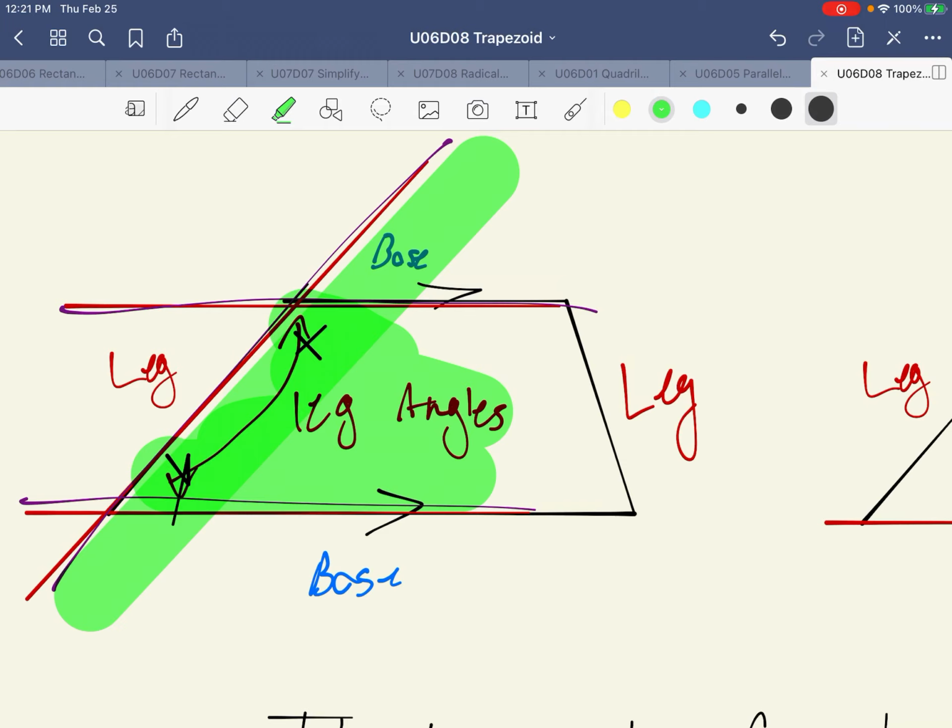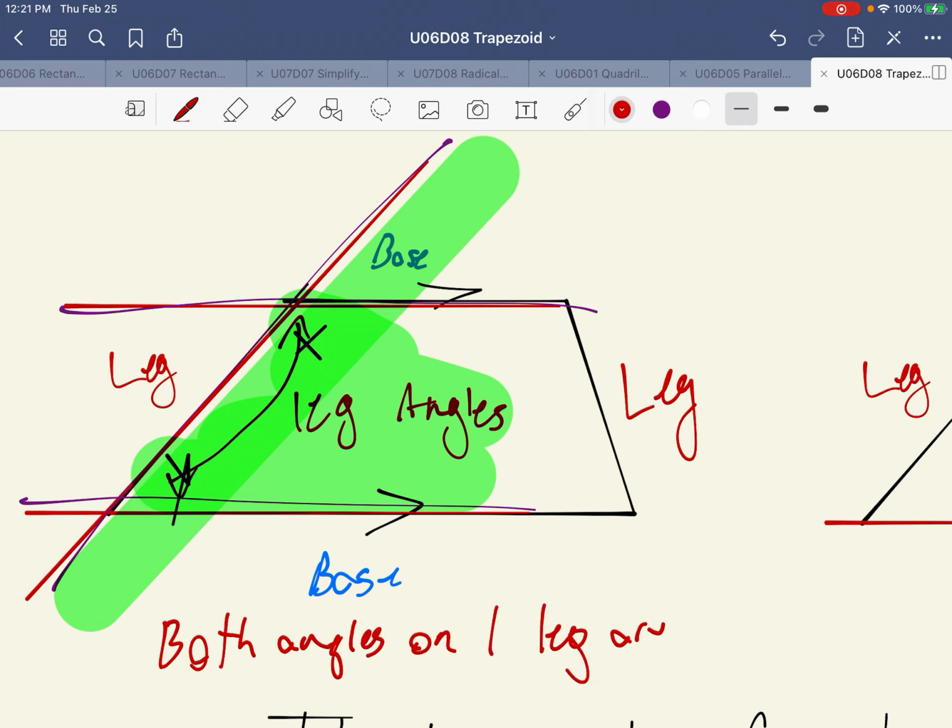And same side interior angles are supplementary. So for that reason, angle x plus angle y will equal 180 degrees. So both angles on one leg are supplementary. So if this were 30, this angle would have to be 150.